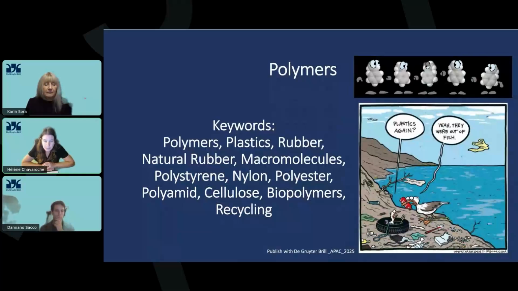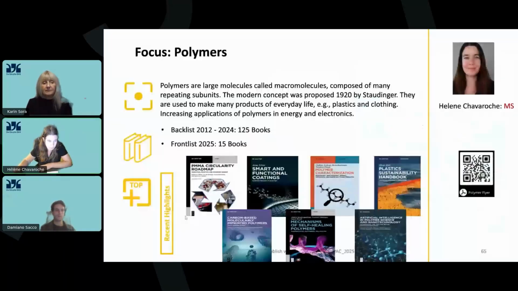So I will move from nano to polymers. From tiny molecules with tiny dimensions, we move to large molecules. Polymers are used to make many products of everyday life. They are also used for advanced technologies such as electronics, and they are basically everywhere. But they do create some environmental issues.